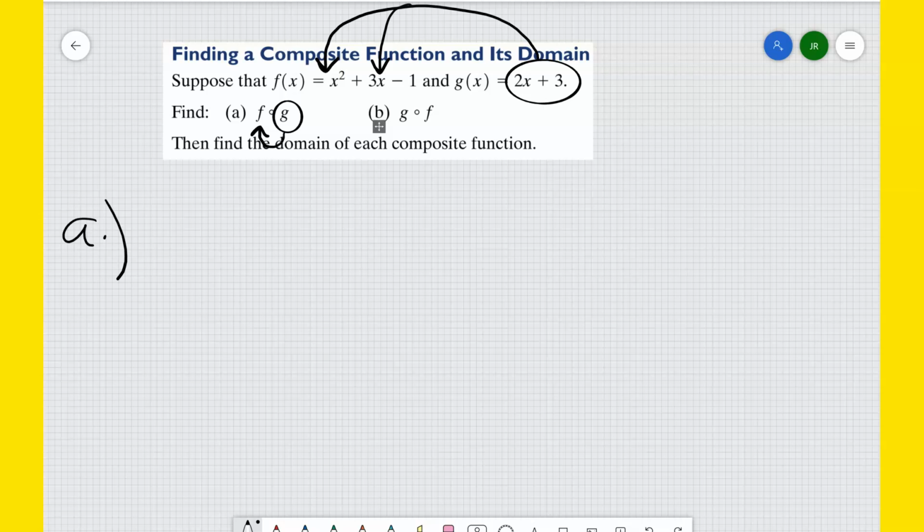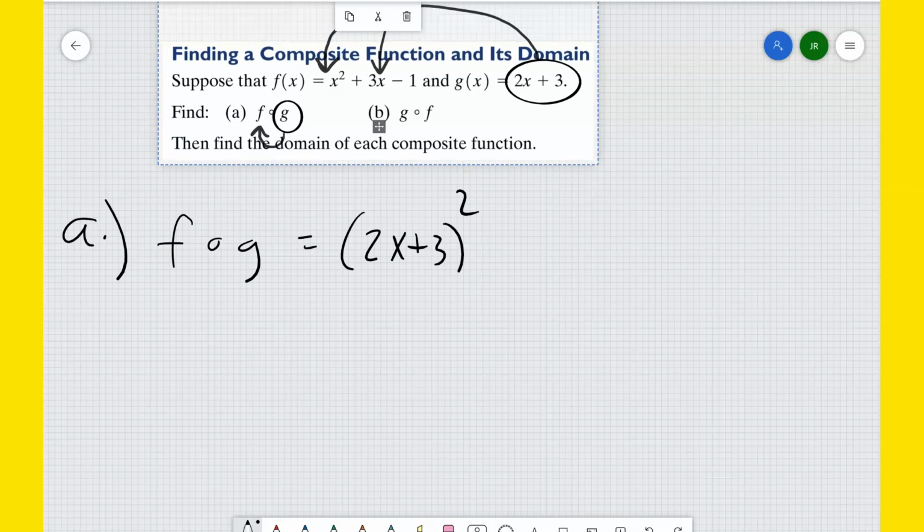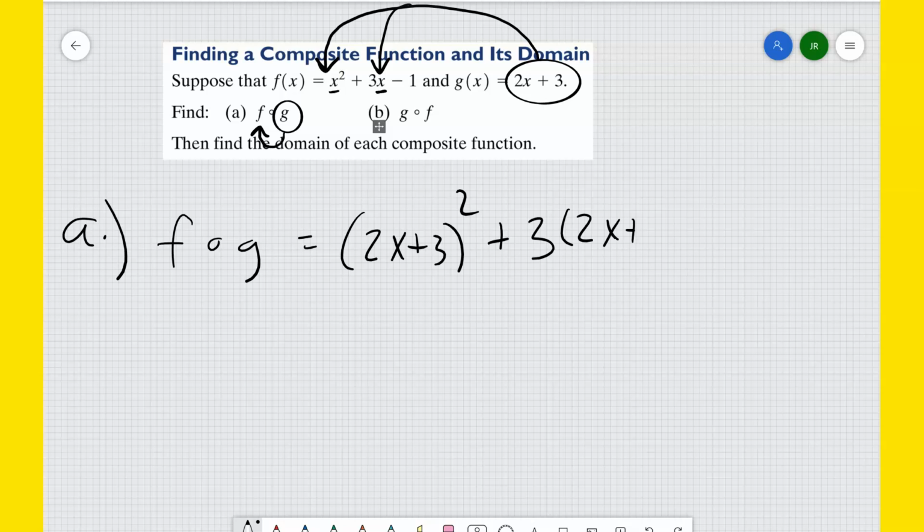So that's going to be, so f of g is equal to 2x plus 3 squared. So 2x plus 3 is going in the place of x. So the x became 2x plus 3. So 2x plus 3 squared plus 3, and it goes in the place of that x too. So that x becomes 2x plus 3 minus 1. So now I've got to do some expanding and combining and all that good stuff.